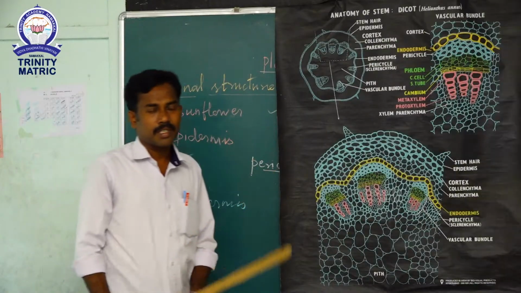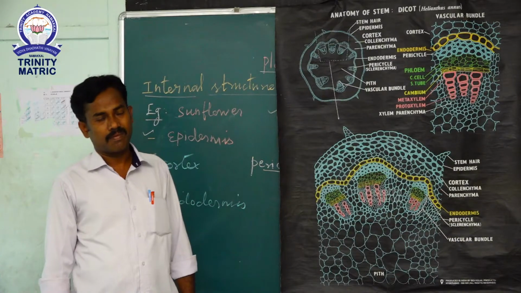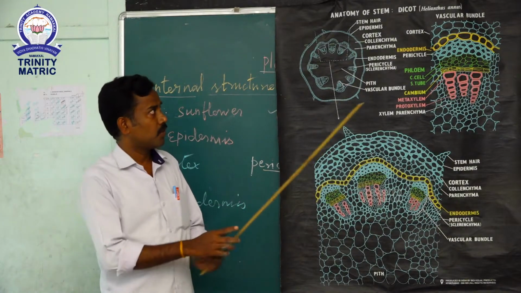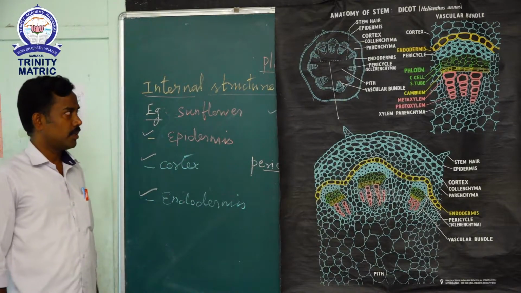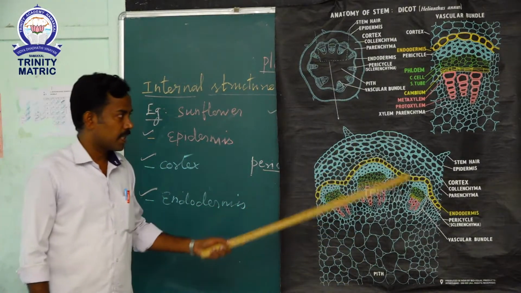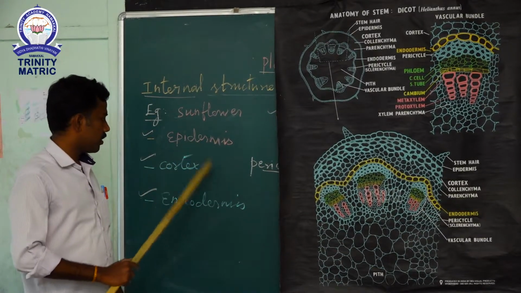Okay, the next chapter is the dicot stem. We will discuss the dicot stem. For example, Helianthus annuus, in Tamil Suriya Kanthi. This is also a transverse section, which consists of epidermis, cortex and endodermis.